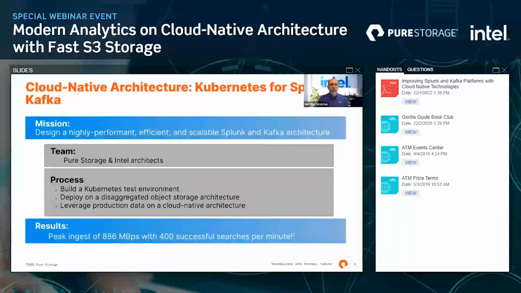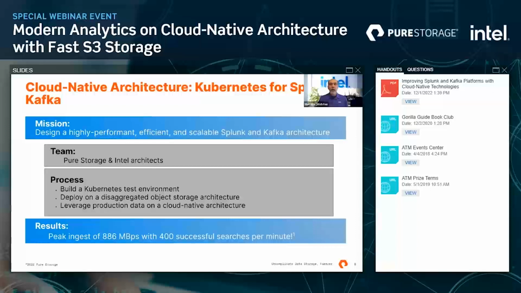Thank you, Jan. So one of the things that we did was we started off with the concept of saying we want to create this containerized solution using not only Splunk, but also using Kafka so that it would be a pipeline or event streaming application, which most environments use. And then also access the disaggregated storage, which again is another thing that a lot of customers are looking at, as Jan said. So with Pure Storage architects and Intel architects, we built this Kubernetes test environment.